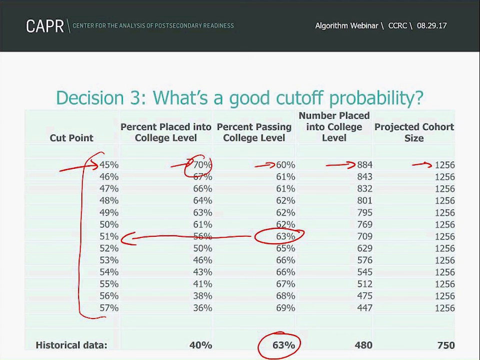And what's interesting is that in the historical data for this hypothetical example, the placement rate was 40% into college level. If we use the algorithm, we actually expect we'll get 56% placed in the college level. So we're expecting to hold the pass rate the same, but place more students into college level. We think this sort of spreadsheet is a useful way to summarize the information you get from the models to help choose a cut point.